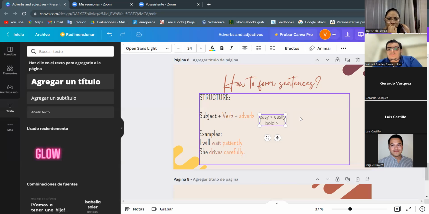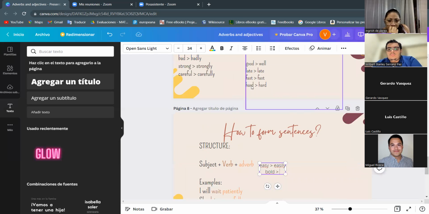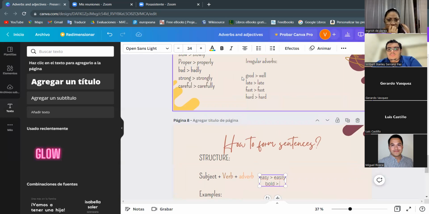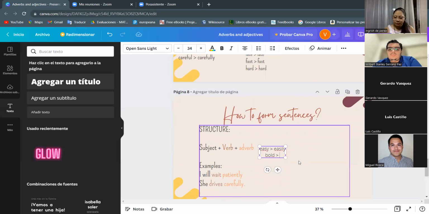It's a regular adverb. You tell me. Is it a regular adverb? I really don't know. Okay. We have irregular adverbs here. These are the only ones. Do you see bold here? Okay. Then it is boldly. Can you spell it, please? BOLDLY. Great. Good job. Okay.